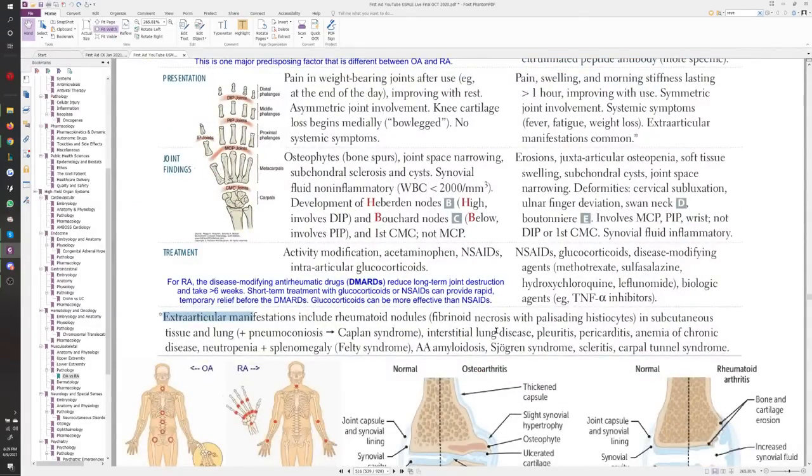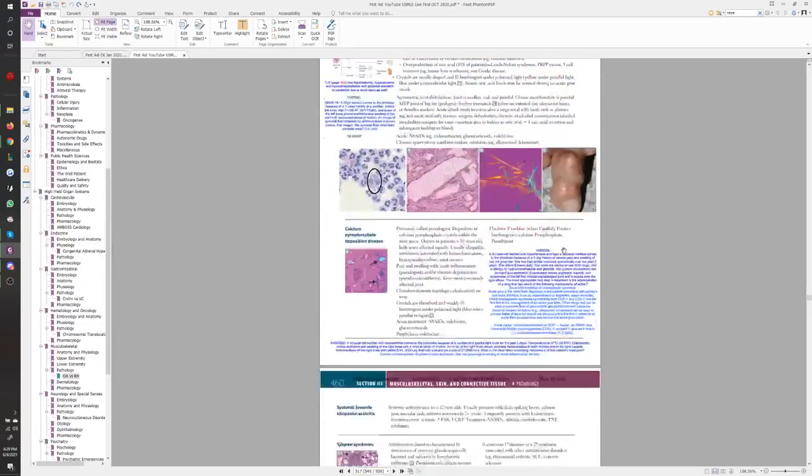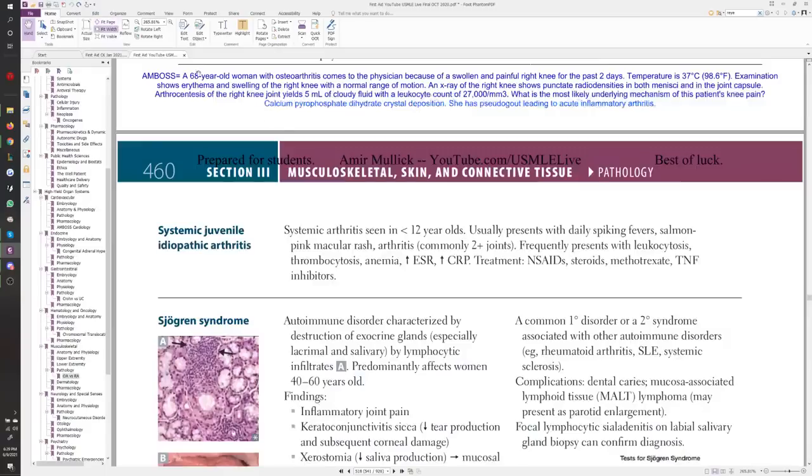So like pneumoconiosis, lung disease, pleuritis, pericarditis. You could see anemia of chronic disease, but that's seen with anything that has chronic disease. Amyloidosis, Sjogren. These things won't happen in the juvenile form, and they discuss it right here in a very tiny area: systemic juvenile idiopathic arthritis. Systemic arthritis seen in under age 12.